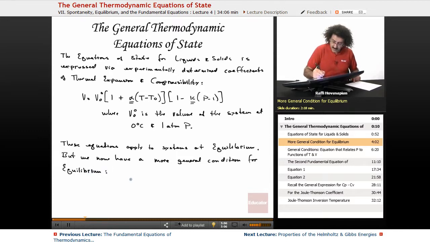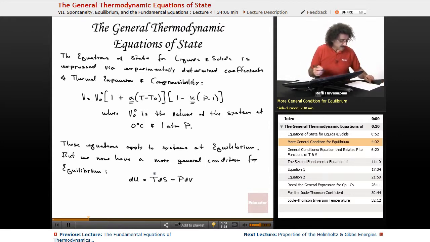And that condition is dU is equal to TdS minus PdV, the fundamental equation of thermodynamics. This is the relation for a system at equilibrium. The change in its energy equals TdS minus PdV. It's a relationship between energy, entropy, volume, pressure, temperature. This is the general condition of equilibrium. It's what we've been doing in the last couple of lessons.